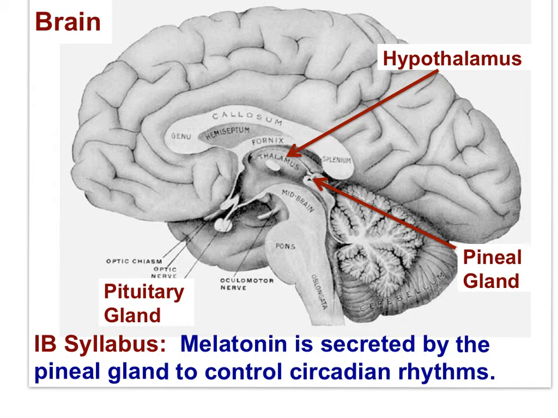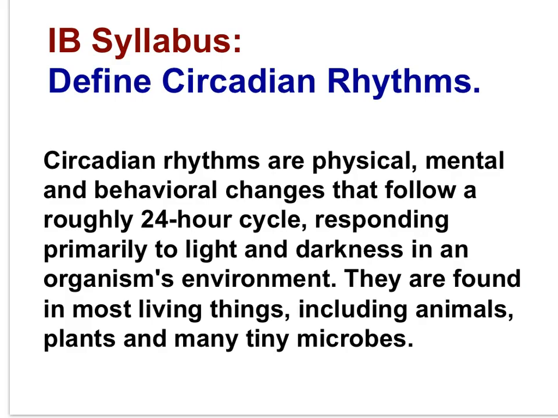Circadian rhythms are the daily sleep-wake cycles seen in animals. However, the data on melatonin is not fully conclusive. Circadian rhythms are the physical, mental, and behavioral changes that follow a roughly 24-hour cycle, responding primarily to light and darkness in an organism's environment. They are found in most living things, including animals, plants, and many tiny microbes.